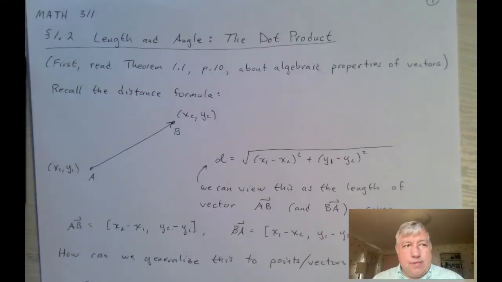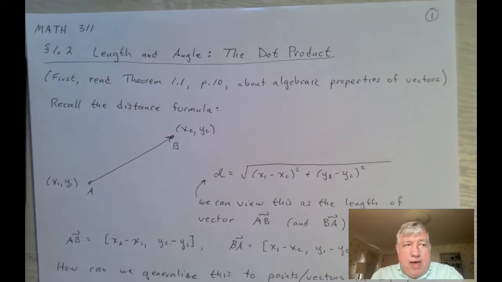Hello, this is a Math 311 Linear Algebra lecture on Section 1.2, probably part 1 of Section 1.2, which is about the length and angle of certain vectors, and importantly the dot product. We're going to find what the dot product is, how it's computed, but also why it's so useful.